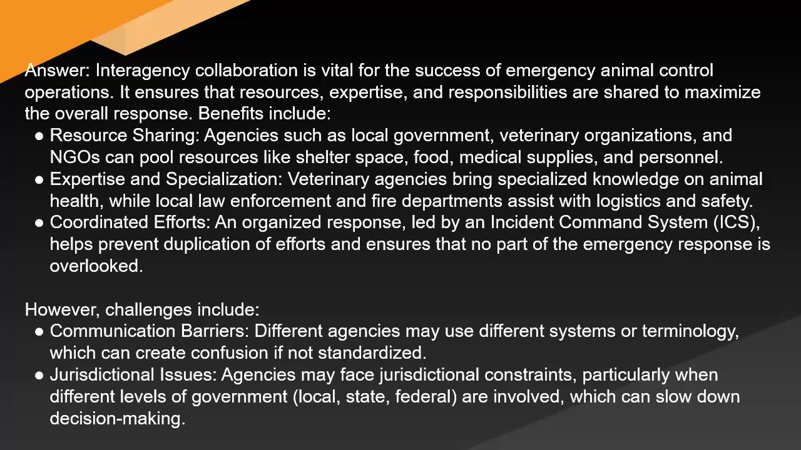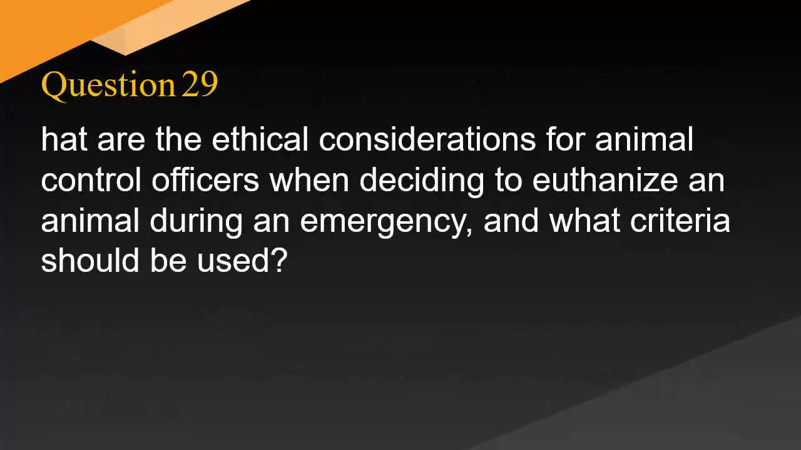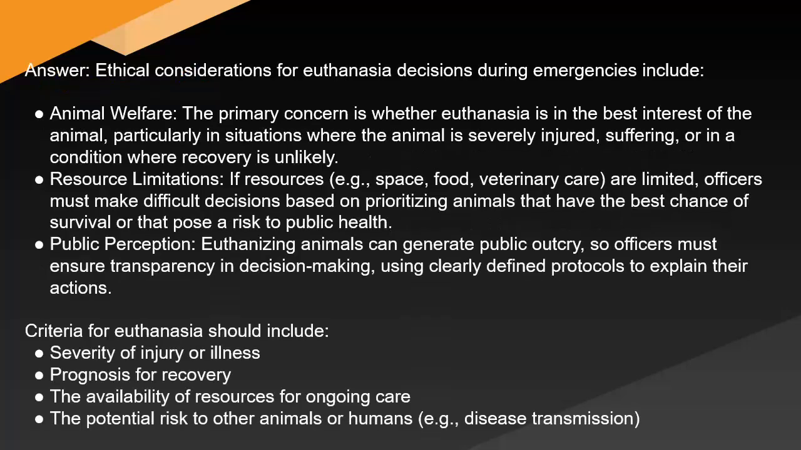Jurisdictional issues: agencies may face jurisdictional constraints, particularly when different levels of government, local, state, federal, are involved, which can slow down decision-making. What are the ethical considerations for animal control officers when deciding to euthanize an animal during an emergency, and what criteria should be used? Answer: ethical considerations for euthanasia decisions during emergencies include animal welfare. The primary concern is whether euthanasia is in the best interest of the animal, particularly in situations where the animal is severely injured, suffering, or in a condition where recovery is unlikely.